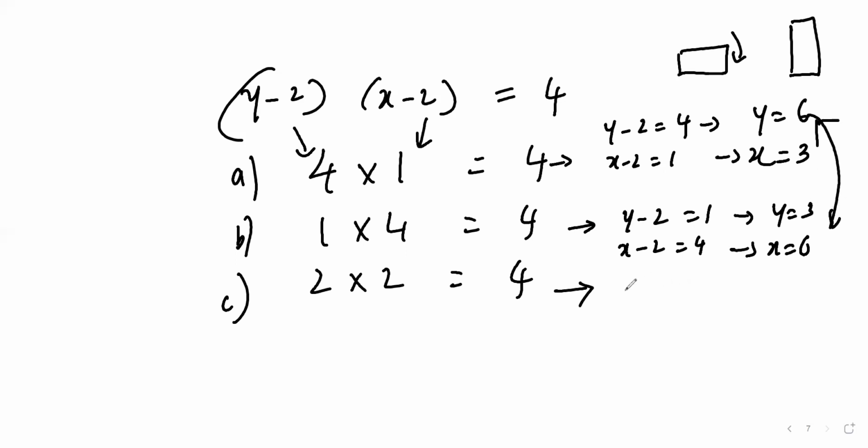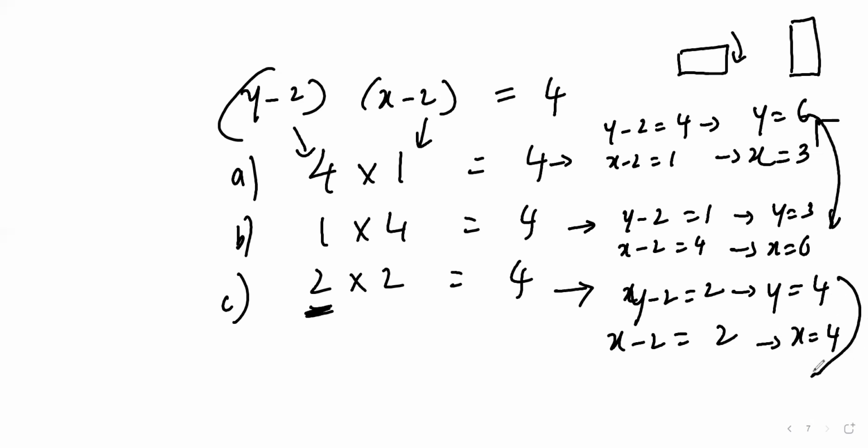The other case is when y minus 2 is equal to 2, and x minus 2 is also equal to 2. In which case you get y is 4, and in this case you get x is 4. And this is the case of a square, a rectangle becoming a square.